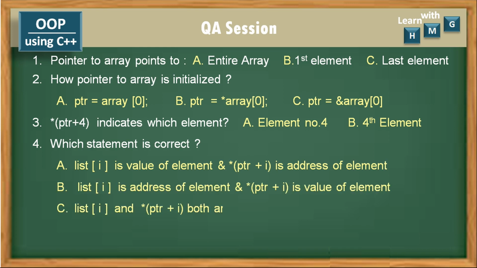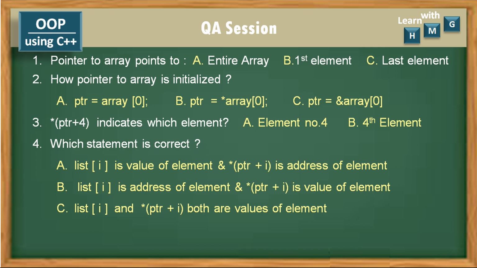First: list[i] is the value of the element and *(ptr + i) is the address of the element. Second statement is list[i] is the address and *(ptr + i) is the value, or list[i] and *(ptr + i) both are values of elements. So out of this you have to identify which statement is correct.